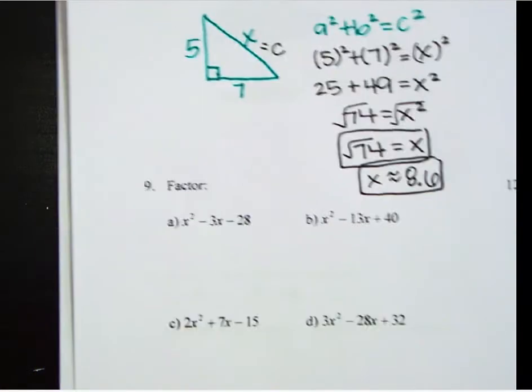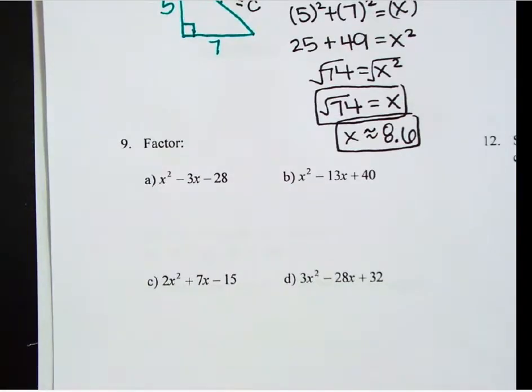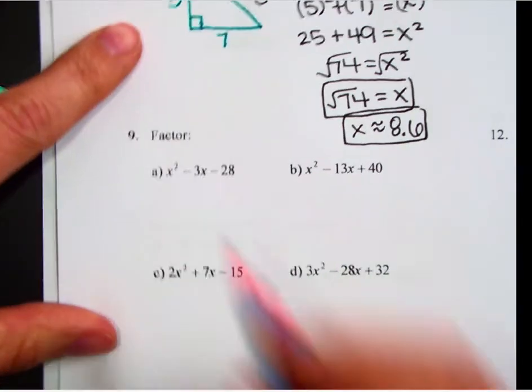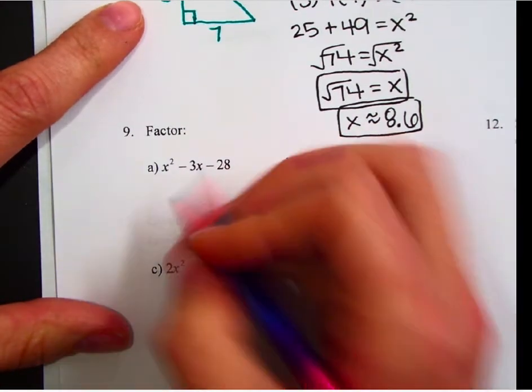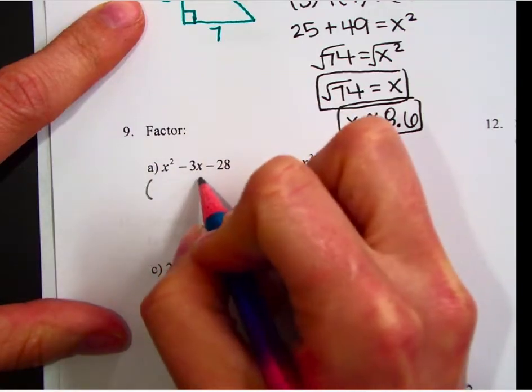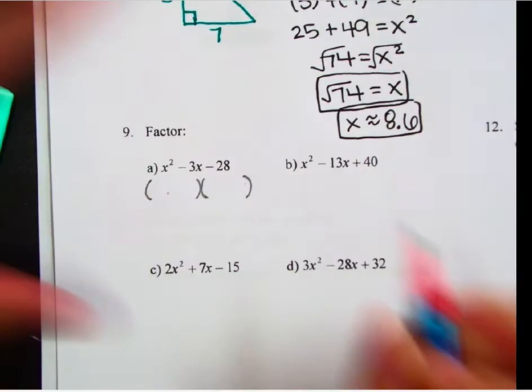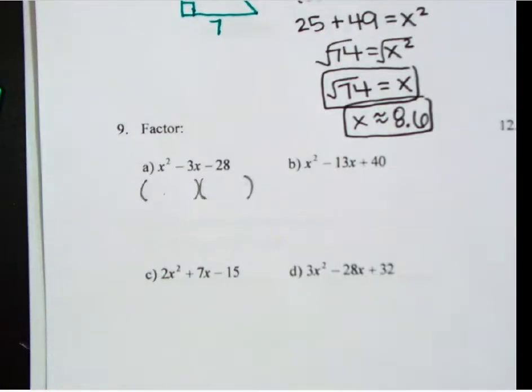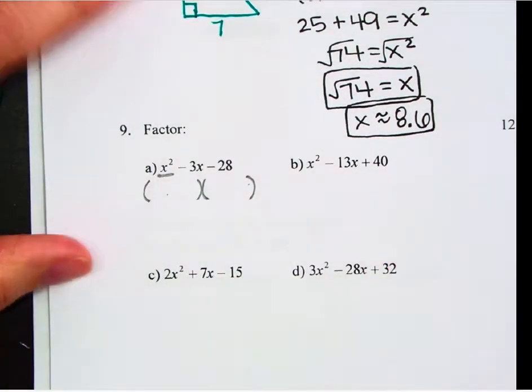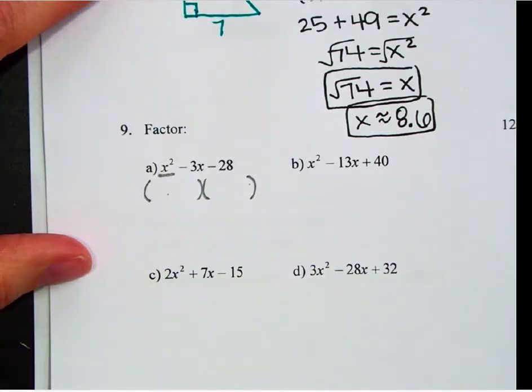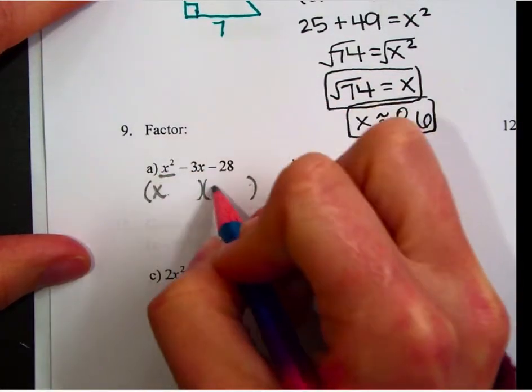And number 9, we are factoring. I'm going to be using the guess and check method. So it's helpful to use a pencil for this guess and check method. With the 3 terms in the trinomial, we're going to be opening up 2 sets of parentheses because we're going to get a binomial times a binomial. So what we'll do first is look at x squared. What 2 terms multiply to give us x squared? It's going to be x times x.